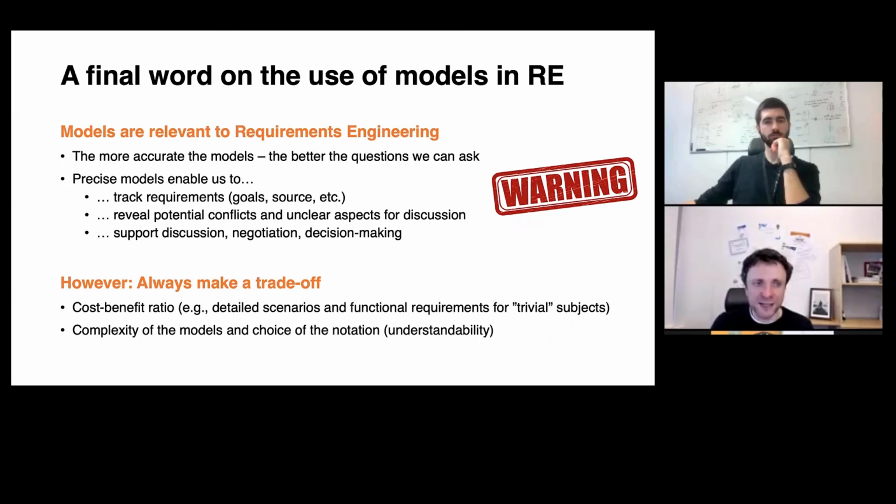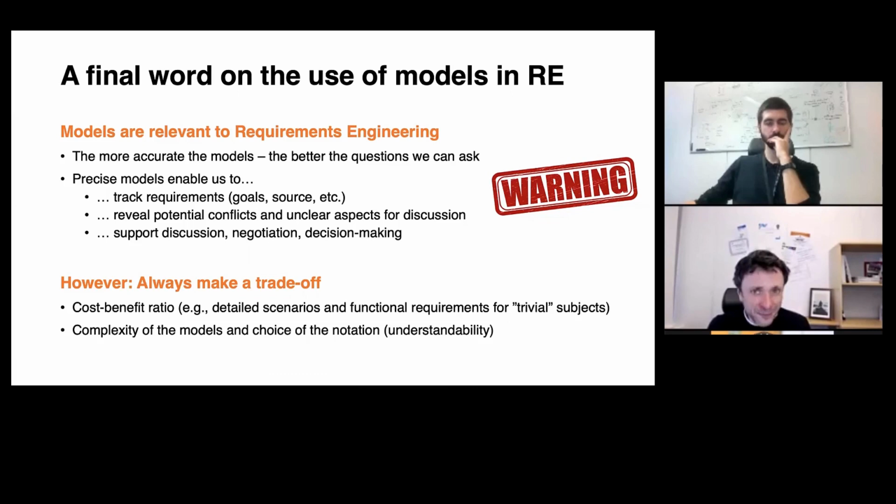Using models already in requirements engineering is a wonderful means to do a proper requirements analysis. And the more detailed my models are, the better the questions are I can ask. Also, precise models enable us from an engineering perspective to do a multitude of things like tracking requirements. I can set models in relation to each other, can define consistency rules, and so on and so forth. I can identify to a certain extent conflicts, resolve those conflicts, and so on and so forth.